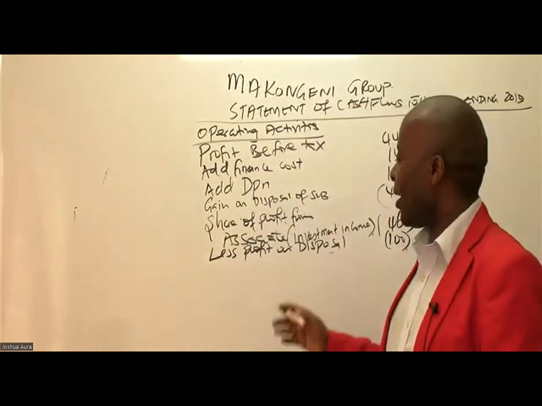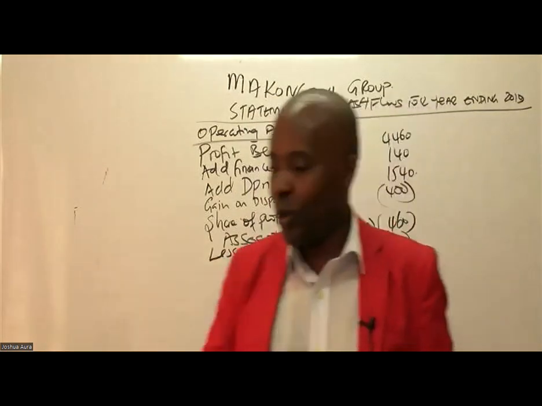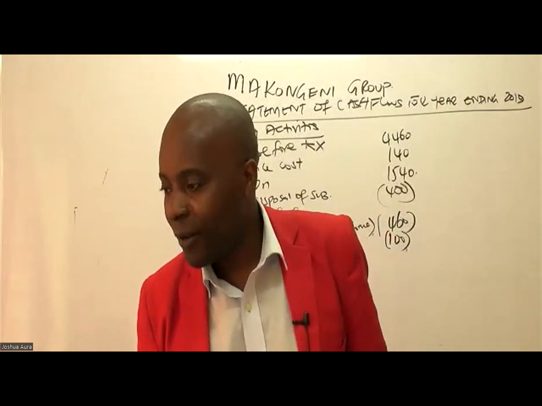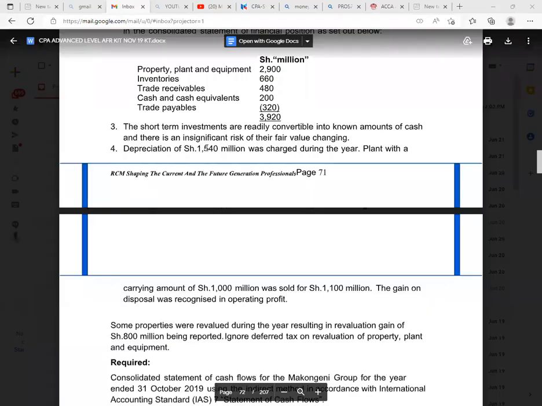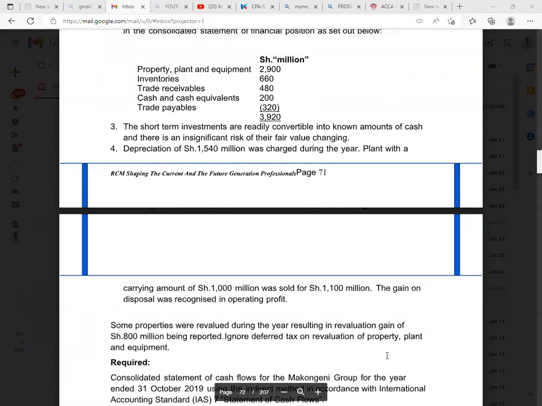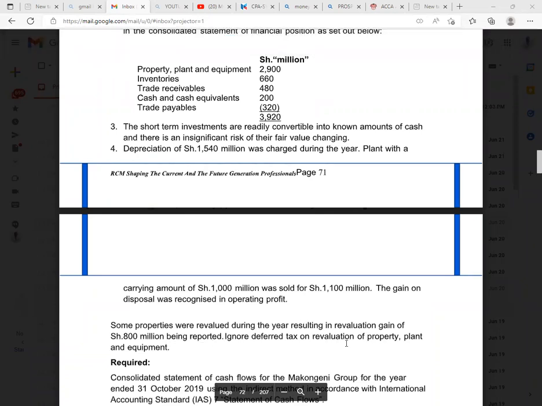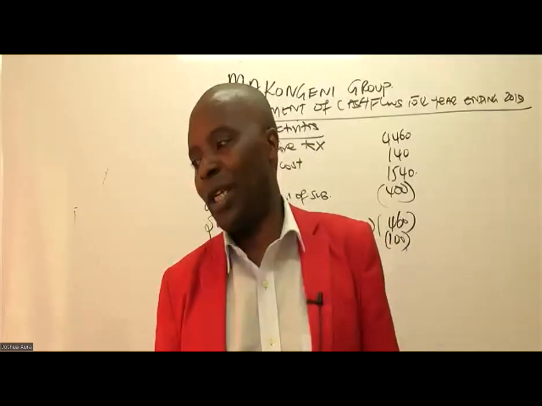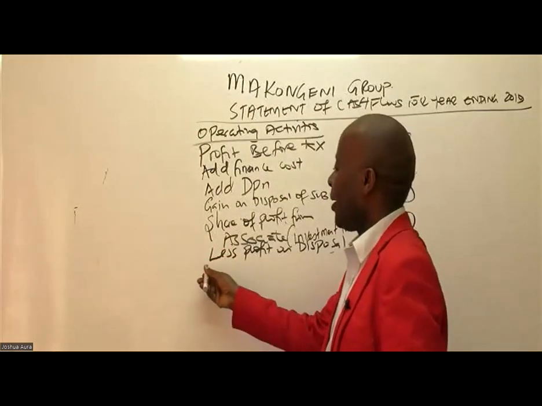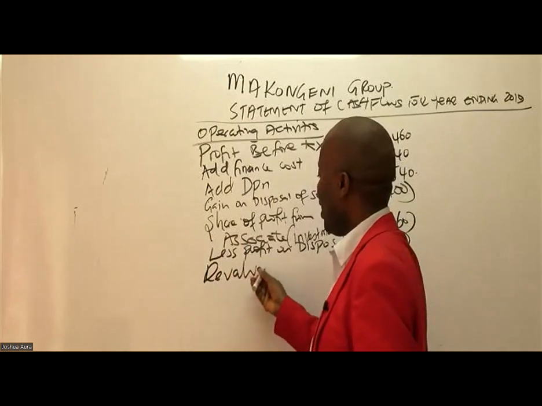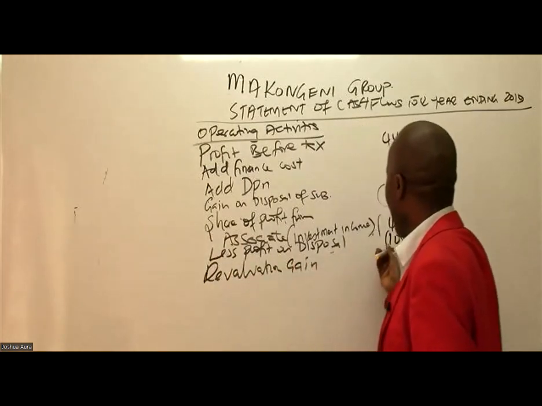So come back here. Do we have any revaluations? Because revaluations will normally affect us. You can see here, some properties were revalued during the year, resulting in a revaluation gain of shillings 800 million being reported. Ignore deferred tax on revaluation of PPE. But the thing is, there was a revaluation there, a revaluation of 800. So this revaluation is not a true profit, really. Just a movement. So revaluation gain, ladies and gentlemen, we have 800.